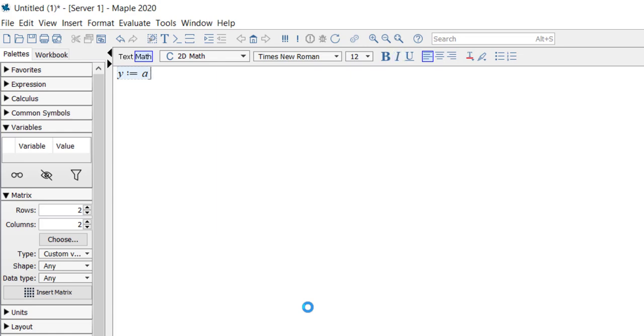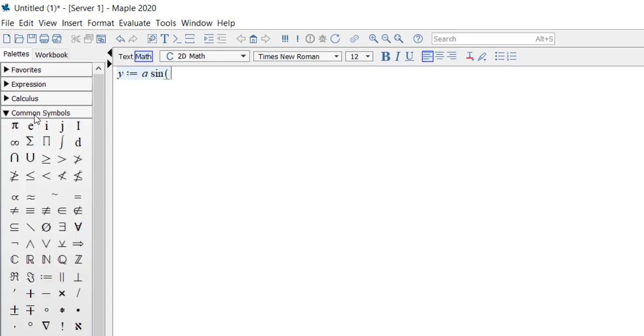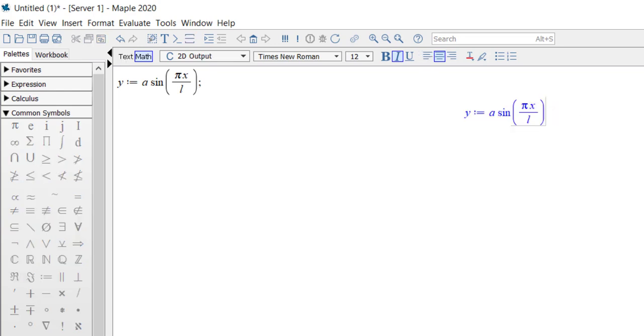So a space sine. Now what is there in sine? In sine it is pi x by l, right? So pi you have to take from here, there are common symbols over here, it is there, pi. You have to give space, pi x upon, you can press that slash button, the button next to the shift button, pi x by l, then come out of this, bracket close. And as you have defined this, you have to give semicolon, press enter. So this y is equal to a sine pi x by l is defined now, equation number 1.